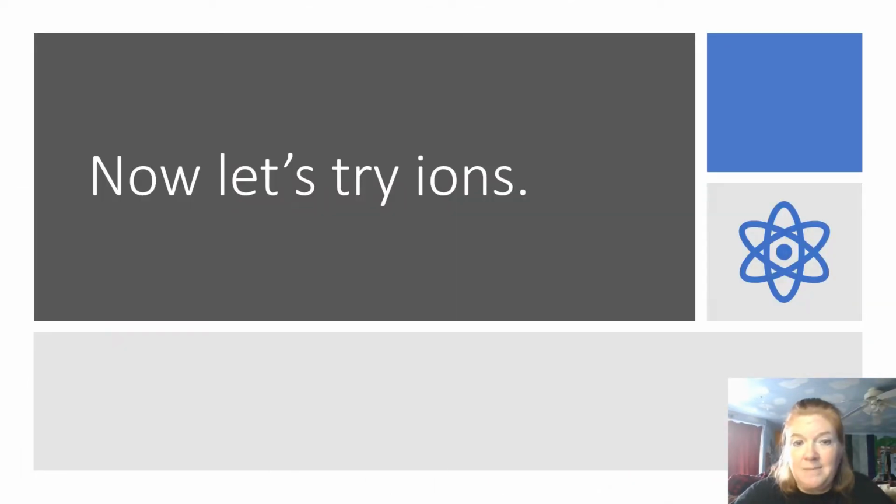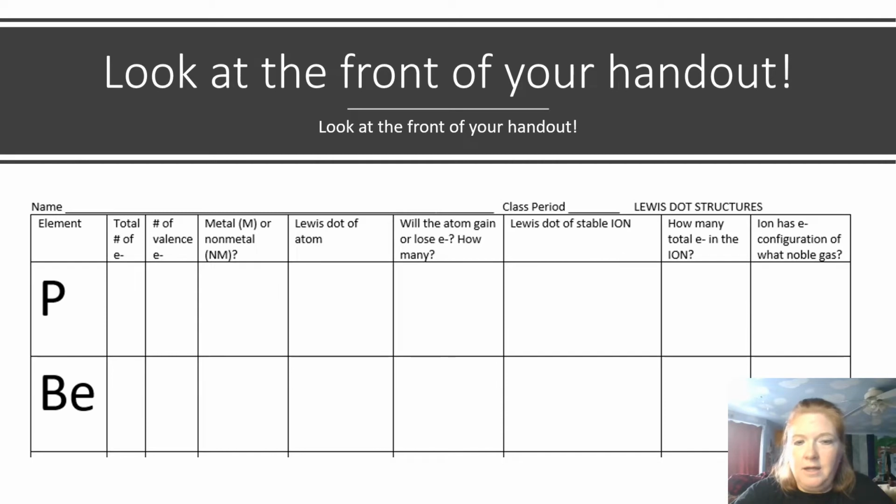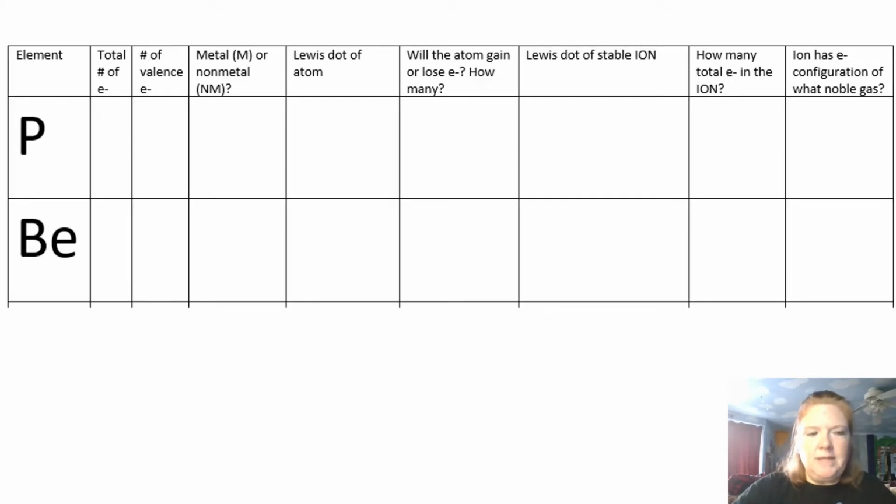So now let's try some ions. All right, so you have a handout that looks like this. So let's look at it. This is the front side of the handout. We're going to start here. So let's look at P, that's phosphorus. When we look it up on the periodic table, it has 15 total electrons and 5 valence electrons. Now, it is on the right side of the periodic table, so that makes it a non-metal.